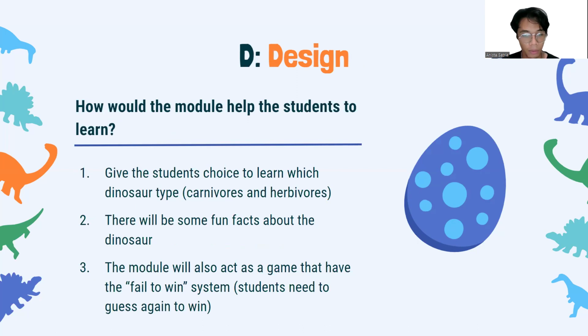Then second, there will be some fun facts and also some description about each of the dinosaurs. And then the third is the module will also act as a game that has a fail-to-win system. In the game itself there are 2 options where they need to choose which one is a carnivore and which one is a herbivore. If they don't know, they will get some jump scare. So they need to know which one is correct so that they can win. They need to fail first and then they can win later. You need to guess again.